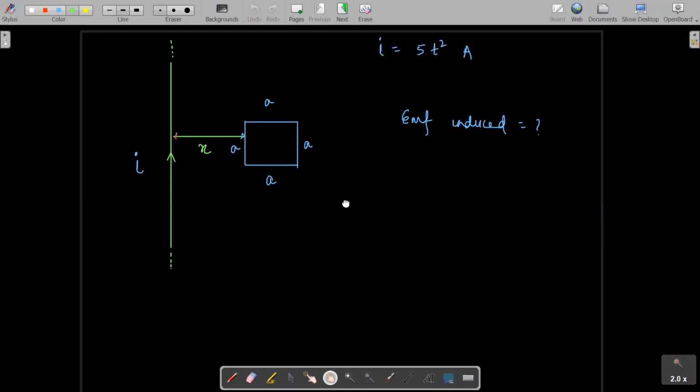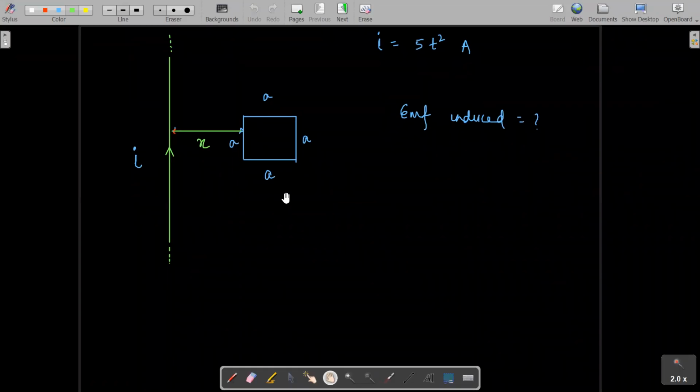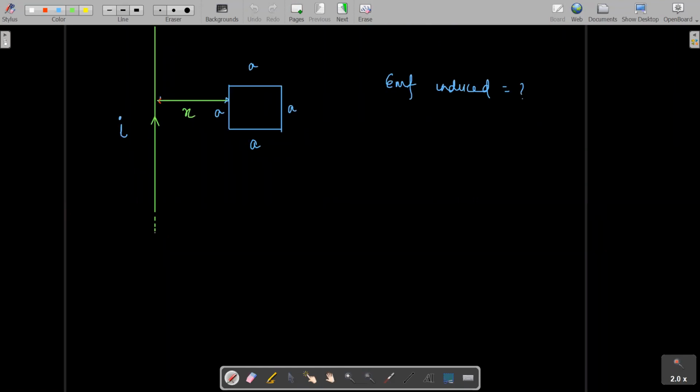So, students, this problem will solve. How will we solve this problem? I have told you already in the previous class that we know the EMF induced E is equal to d phi upon dt. If we are talking about the magnitude of EMF induced, it will be d phi upon dt, right?